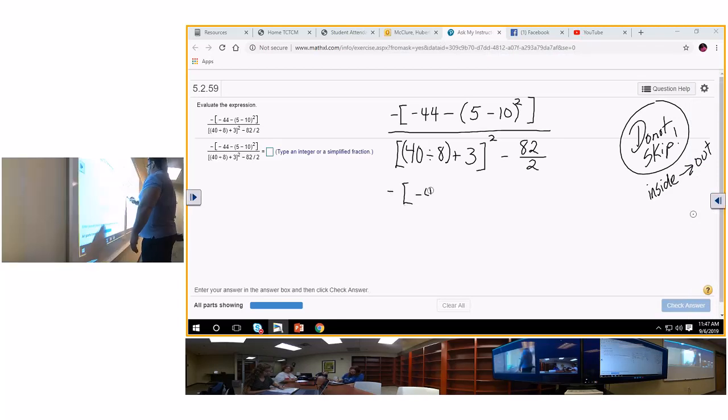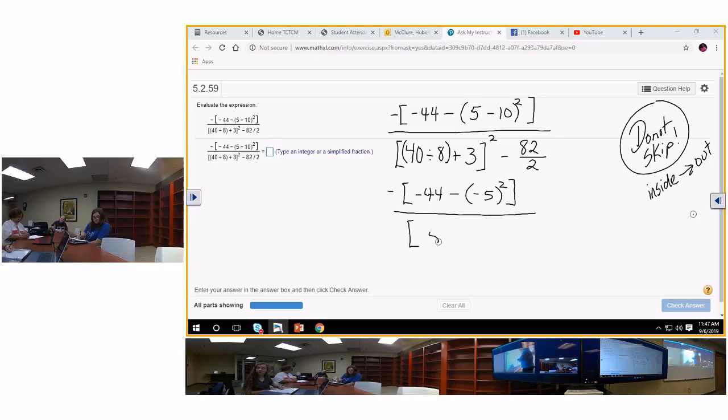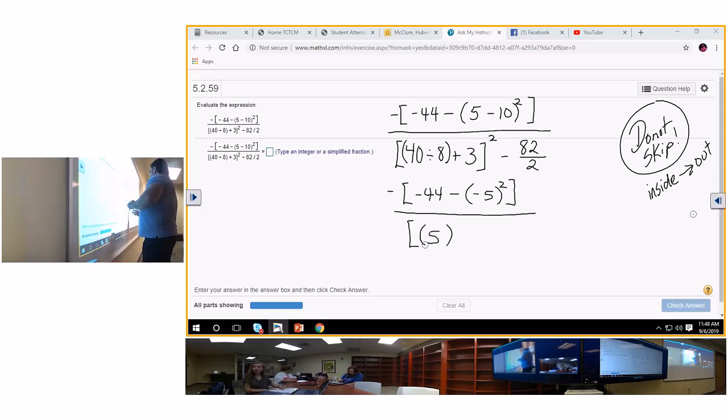So negative 44 minus. What's 5 minus 10? Negative 5. Negative 5, quantity squared. Close bracket. And if you want to work on this one down here, you can work on it. So we're going to work on the parentheses first. What's 40 divided by 8? 5. Thank you, class. Plus 3, quantity squared. Minus, and you can do this one too. What is 82 divided by 2?